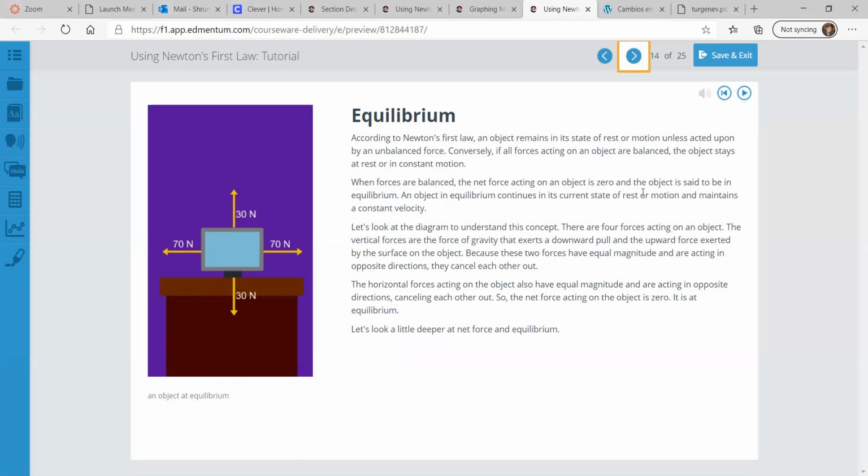There are four forces acting on this object. The vertical forces are the force of gravity that exerts a downward pull, and then there's an upward force exerted by the surface on the object. Because these two forces have equal magnitude and are acting in opposite directions, they cancel each other out. The horizontal forces acting on the object also have equal magnitude and are acting in opposite directions, canceling each other out. So the net force acting on the object is zero. It is at equilibrium. Let's look a little deeper at net force and equilibrium.